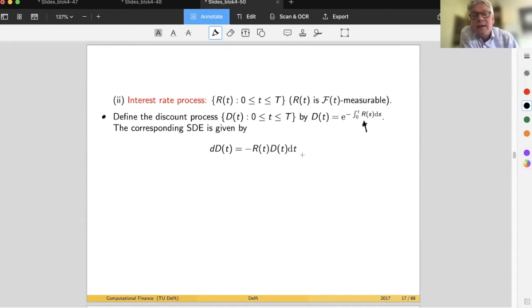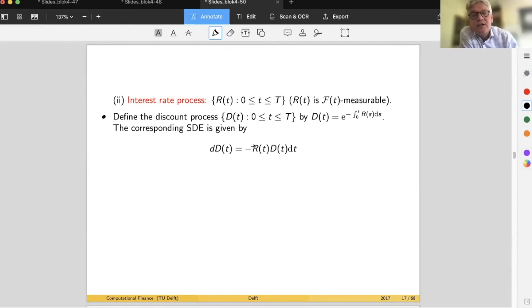Now, when capital R would be a constant small r, then we recognize the discounting that we have seen before, that is e to the power minus r(T minus t). When we know that we should have €1 at final time capital T, then we end up with this e to the power minus r(T minus t) that we have discussed earlier.